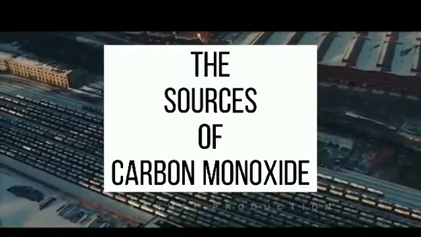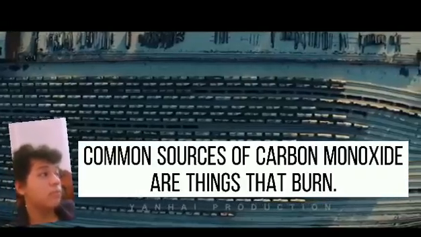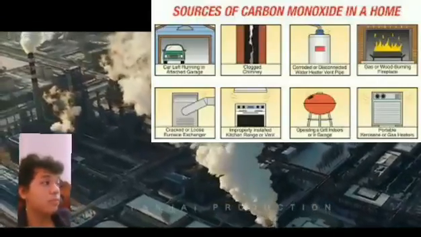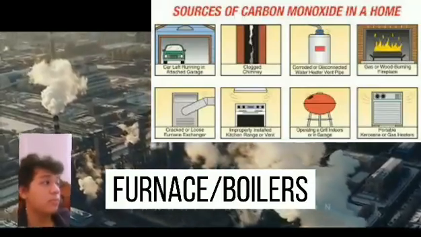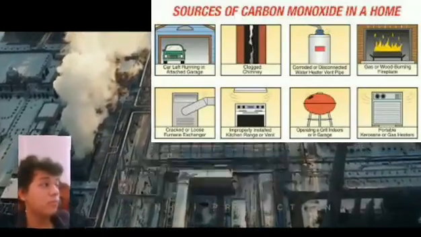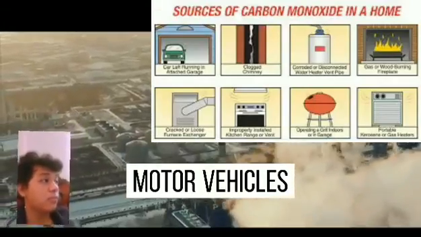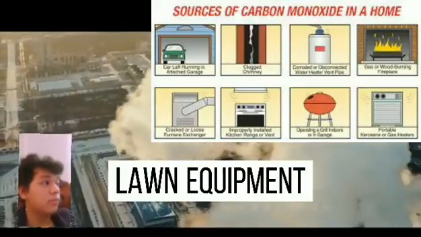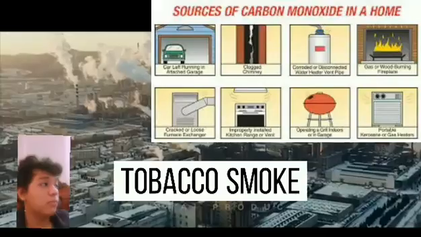The sources of carbon monoxide. Common sources of carbon monoxide are things that burn, like for example at our home: clothes dryers, water heaters, furnaces or boilers, fireplaces, both gas and wood burning, gas stoves and ovens, motor vehicles, grills, generators, power tools, lawn equipment, wood stoves, tobacco smoke.